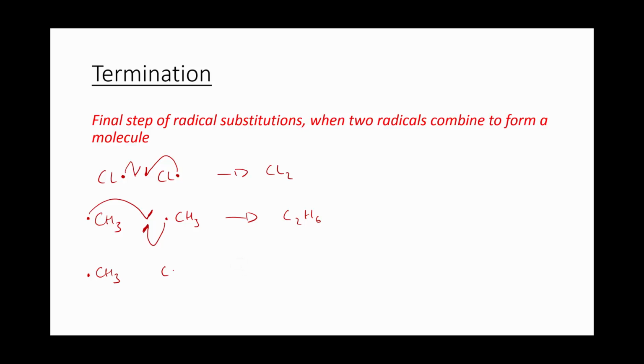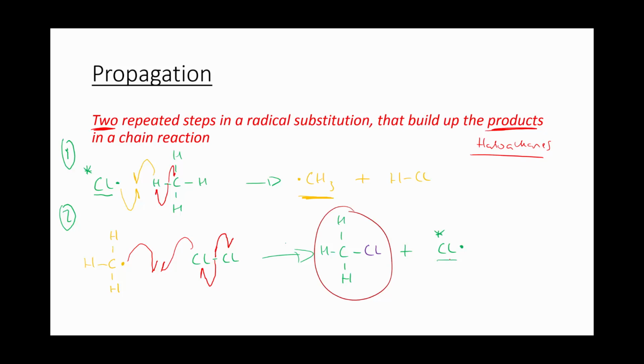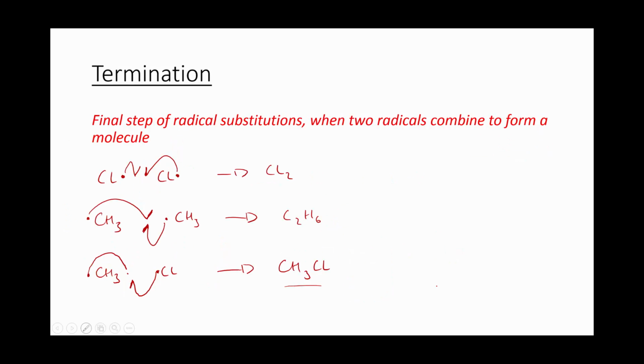A methyl radical and a chlorine radical come together to make CH3Cl, which is what the product was in the last step there. That is all there is to it.